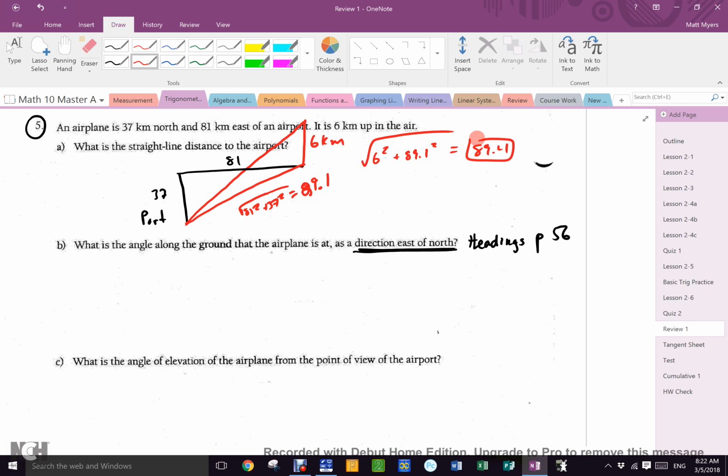But again, do I really care about this part? Is this the important part of this question to me, what you actually have for a final answer there? So square root 37 squared plus 81 squared. It's not the core of the question, it's just the base to get you to. 89.1 squared plus 36. Oh, I lie. It's 89.3. I'm the worst kind of liar. I apologize, guys.